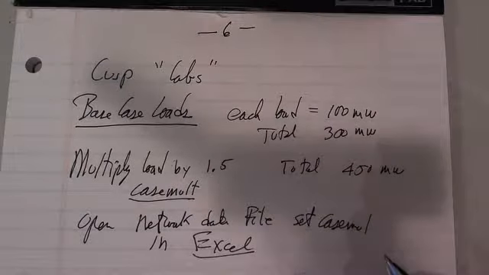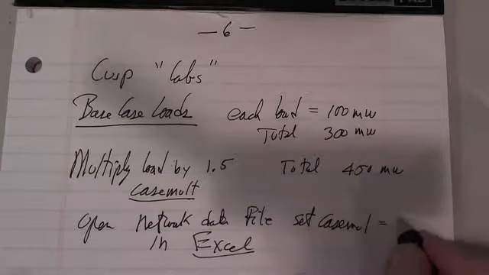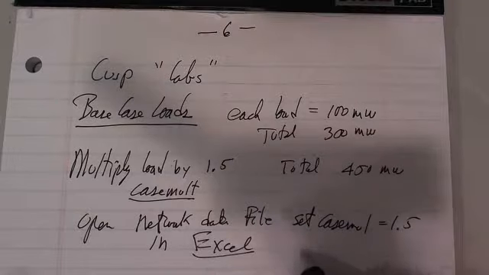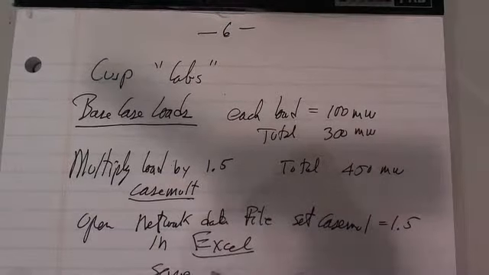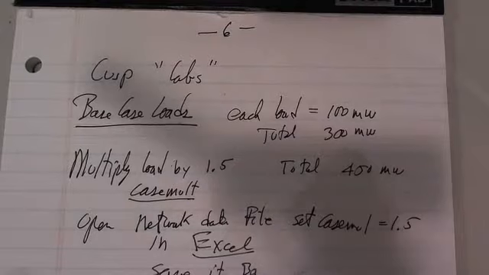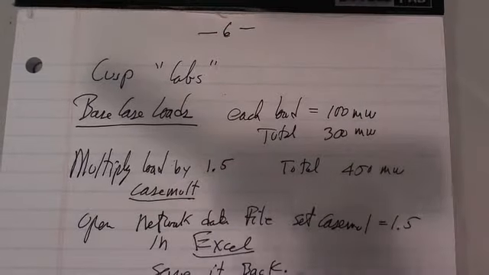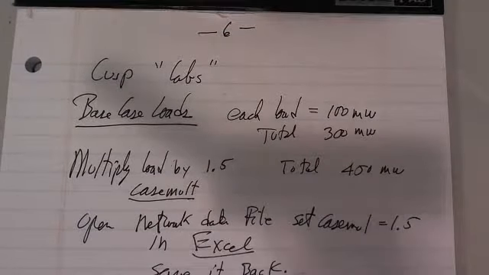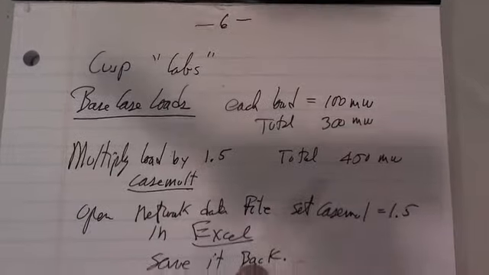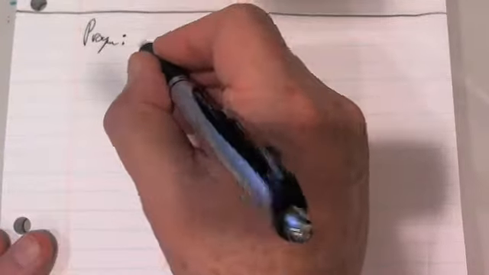It's an Excel spreadsheet. And you set this to equal 1.5, and then you save it back to your computer hard drive, so that you've changed this value. The reason you have to save it back is that when you run the program, it asks you what file you're going to use. So you tell it, in this case, the 6-bus case.